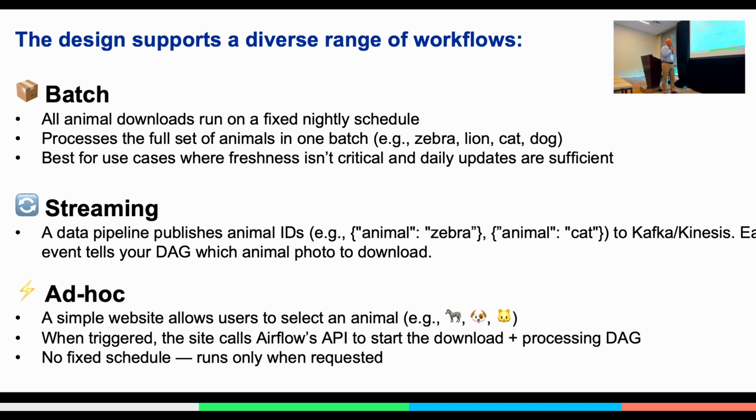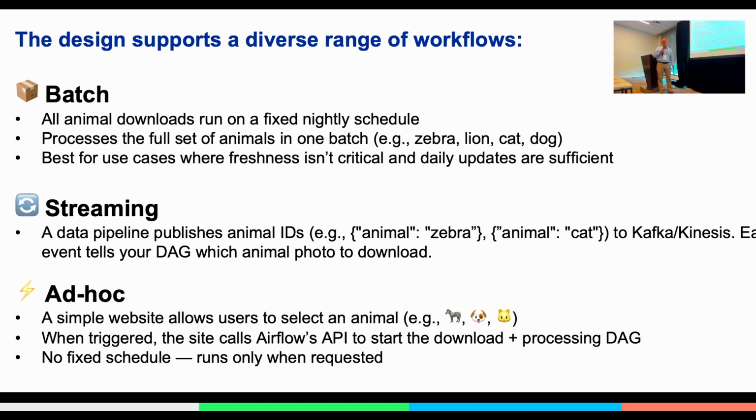I talked about in the beginning a batch design, which is let's run everything on a nightly schedule. Let's process the full set of animals in a batch, or JSON files or CSV files. This is best for when the freshness isn't critical and daily updates are sufficient. Streaming, right? With our processing DAG, we're able to receive data on the fly from either Kafka or Kinesis or SQS or some sort of message broker system where we can consume that and trigger the DAG via that method. So we can just take on any animal that we wanted to, for that matter.